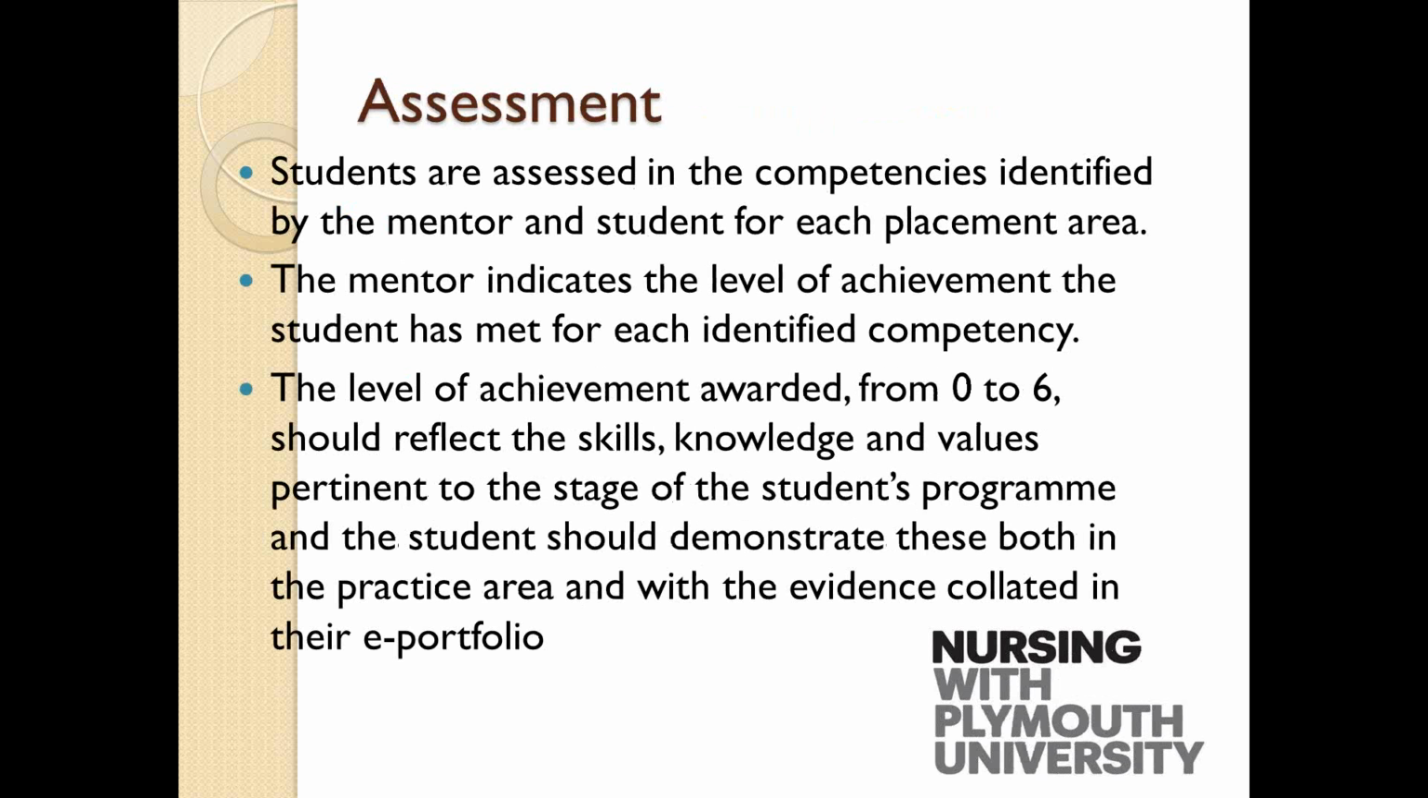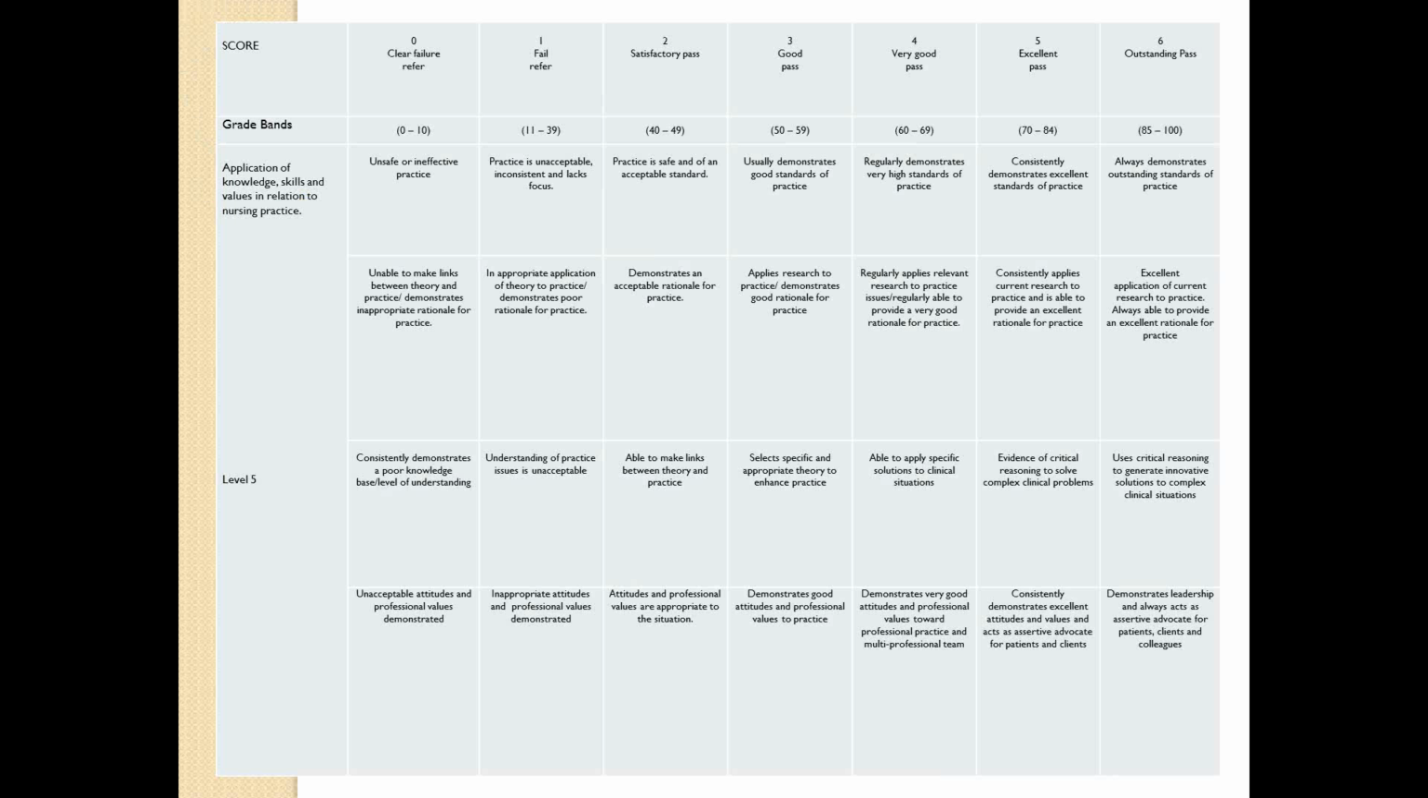Students are assessed in competencies identified by the mentor and student for each placement area in Year 2 and 3. The mentor indicates the level of achievement the student has met for each identified competency, and this level of achievement can be from 0 to 6. However, it should reflect the skills, knowledge and values pertinent to the stage of the student's programme, and the student should demonstrate these both in the practice area and within the evidence collated in their electronic portfolio. This is the current assessment tool that is used, and you will find it located in the ongoing achievement record.